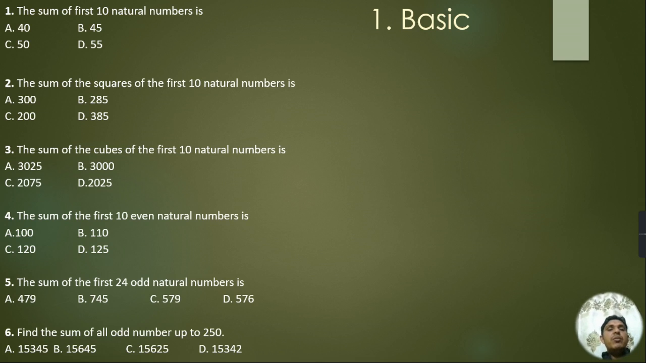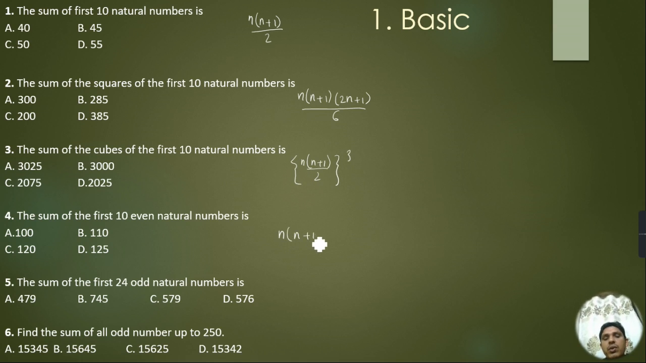The sum of first n natural numbers is n multiplied by n plus 1 divided by 2, right? The sum of squares of first n natural numbers is given as n into n plus 1 into 2n plus 1 divided by 6. The sum of cubes of first n natural numbers is given as n into n plus 1 divided by 2, whole cube, right? The sum of first n even numbers is given as n into n plus 1. The sum of first n odd numbers is given as n square.